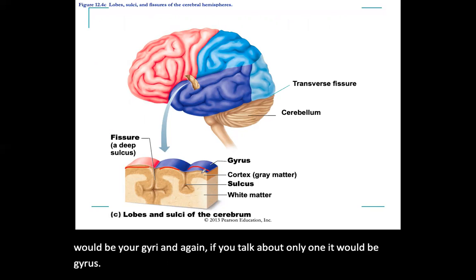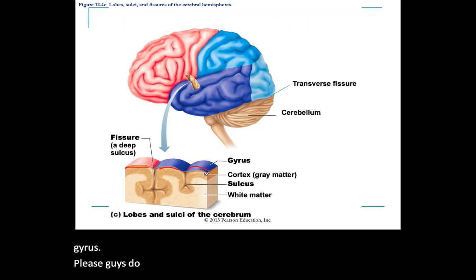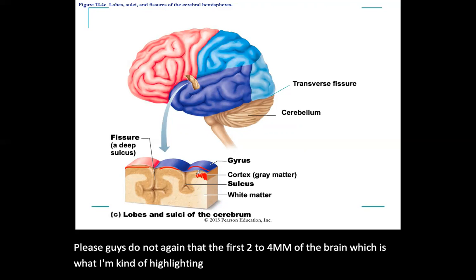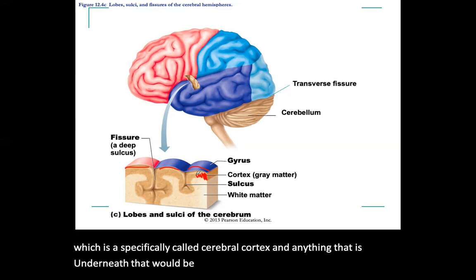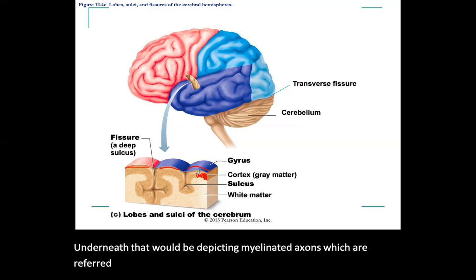Please, guys, do note again that the first 2 to 4 millimeters of the brain, which is what I'm highlighting right here, would be your gray matter, which is specifically called the cerebral cortex. And anything that is underneath that would be myelinated axons, which are referred to as the white matter.